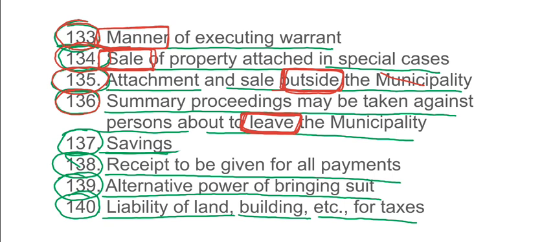Section 137, not important. Section 138, receipt. Section 139, suit is the keyword. And section 140, liability of land, building, etc. for taxes. Liability is the keyword.